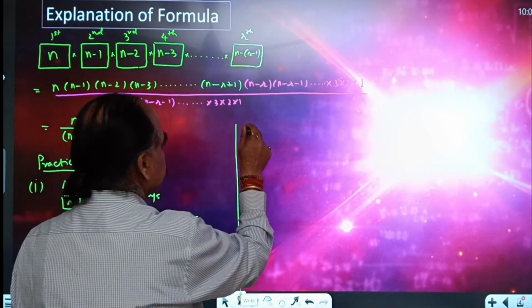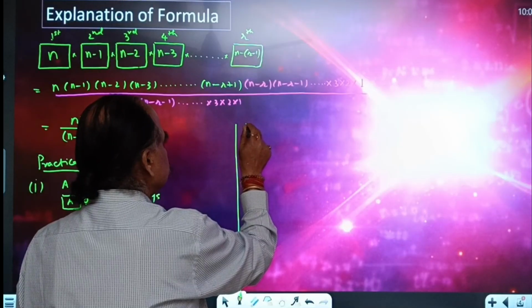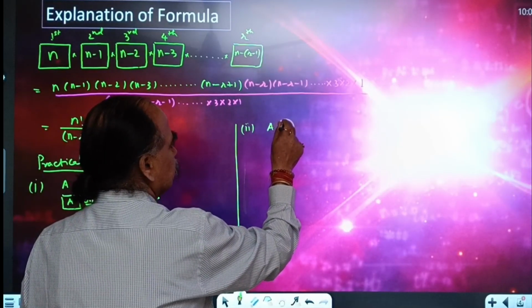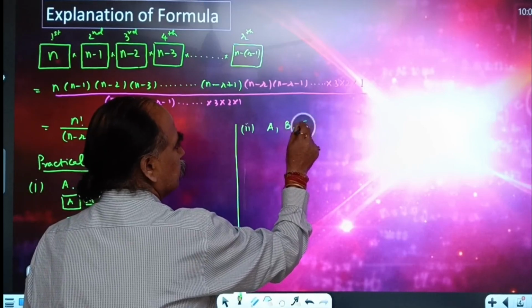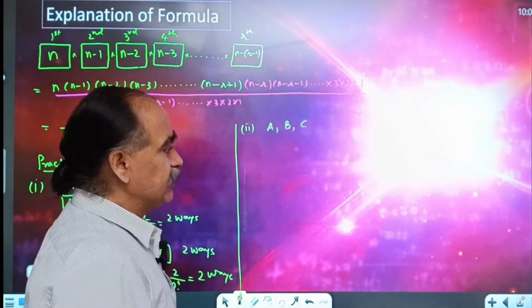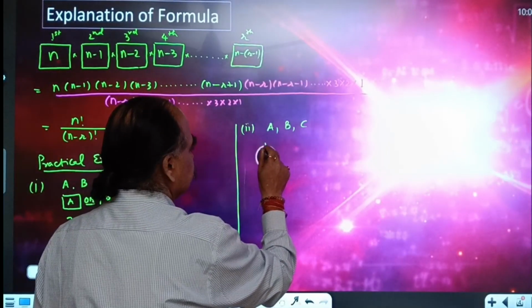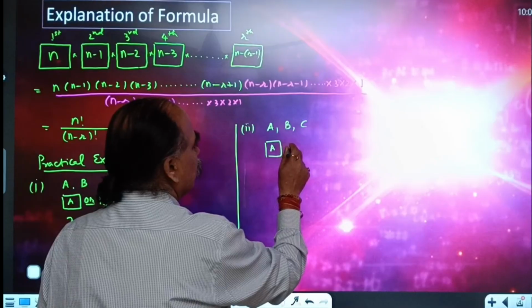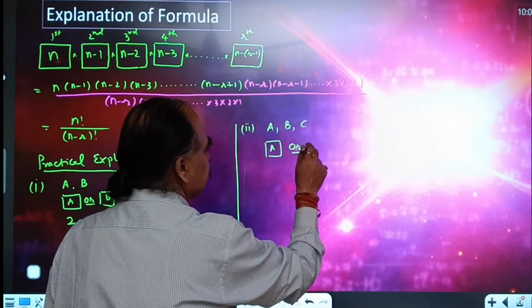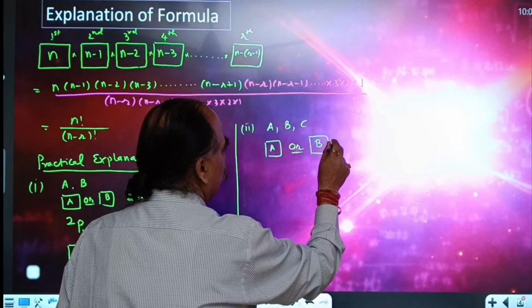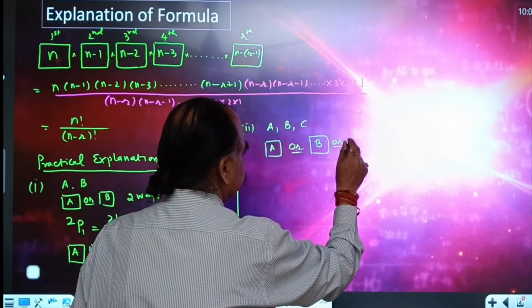Let me take a second example. Three persons are there, A, B, C. Out of these I have to arrange one on one chair. I can arrange A, or I can arrange B, or I can arrange C.